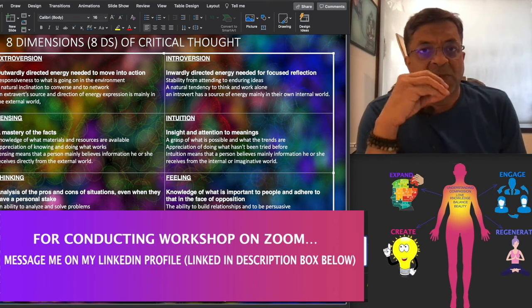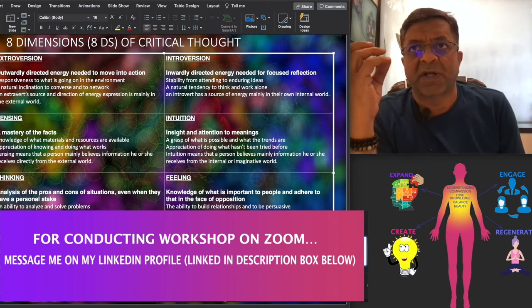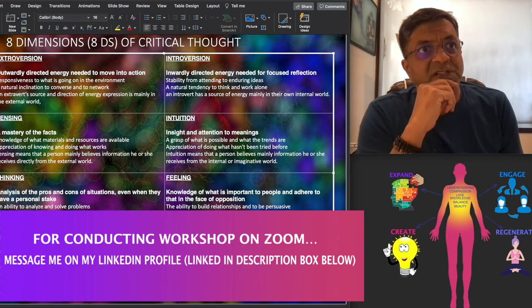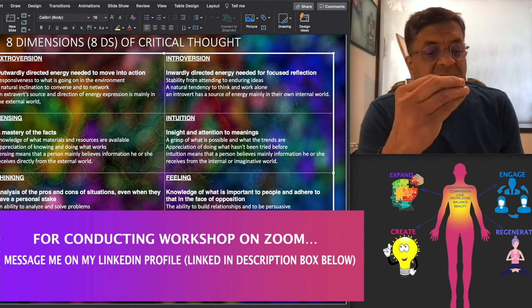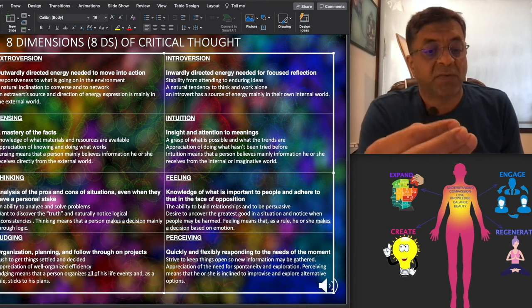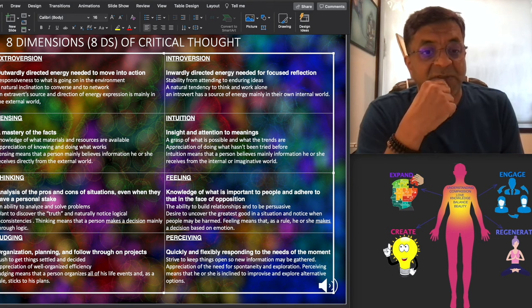So the 8 dimensions of critical thought. What do I mean by dimensions of critical thought? Dimensions are the ways in which we can think. I can't really call it directions. I call it dimensions for a reason. Dimensions of thought means, when I use the word dimension here, what I'm referring to is the whole world that it opens up for every single one of these 8 dimensions in this table that you can see.